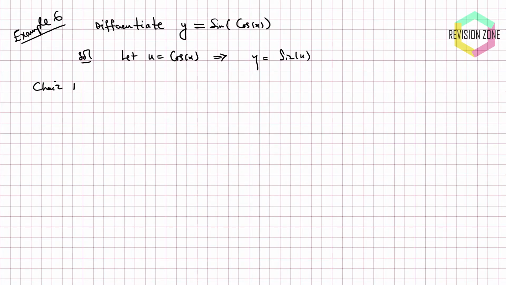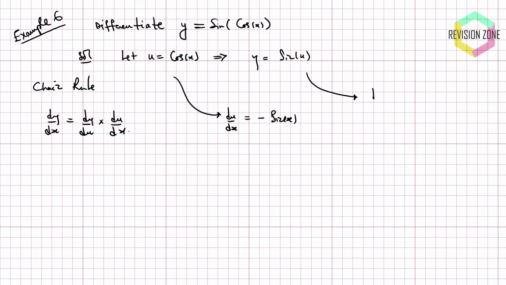So the chain rule would again tell us that dy by dx is dy by du times du by dx. But since u is equal to cos x, then du by dx is equal to the derivative of cos, which is minus sine, of course. And since y is equal to sine u, then dy by du is actually equal to cos u, because the derivative of sine is cos. So once we have that, we put these back into the dy by dx formula for the chain rule.